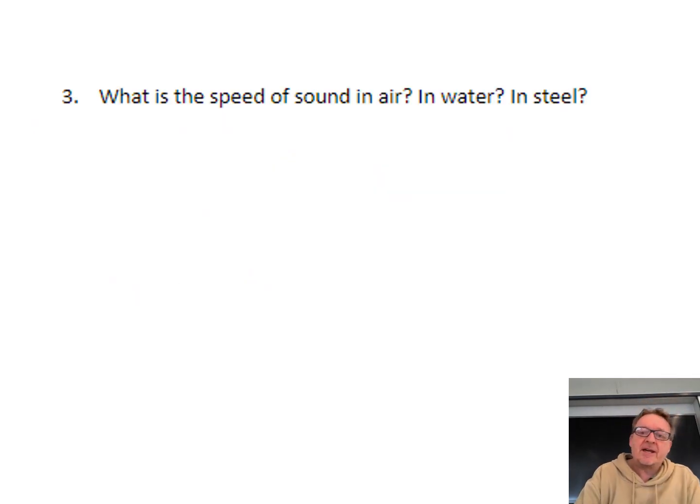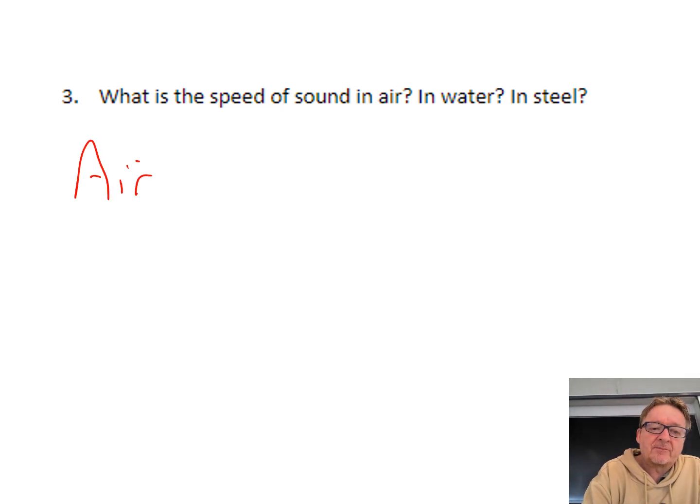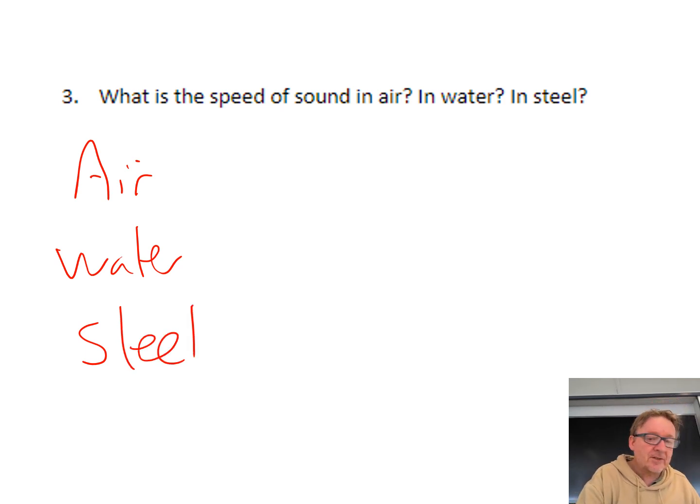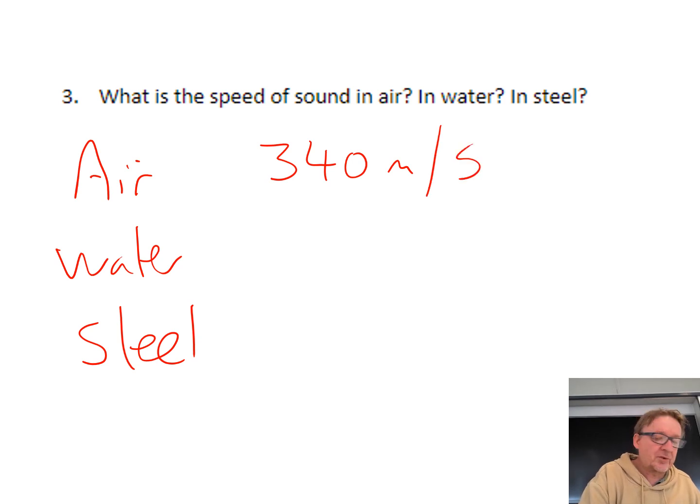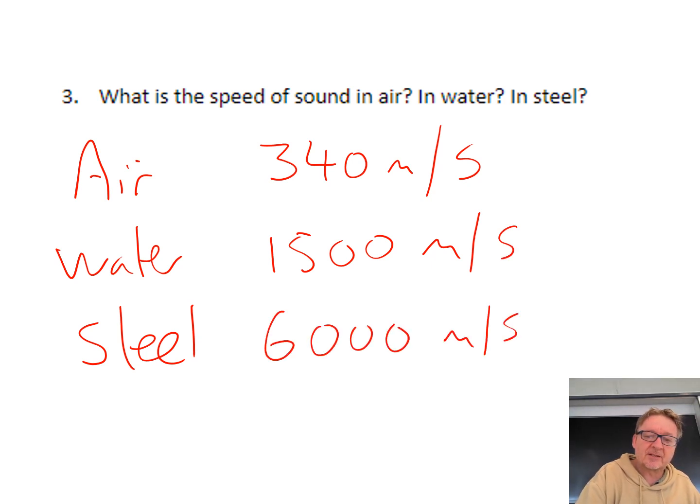What are the speeds of sound in air, water and steel? Air is 340 meters per second. Water is 1,500 meters per second. And steel is 6,000 meters per second. So that basically means that in air, if I make a noise, it will travel 340 meters in 1 second, which is a fair distance. Water and then steel is obviously even more, and it's all to do with how dense the particles are.